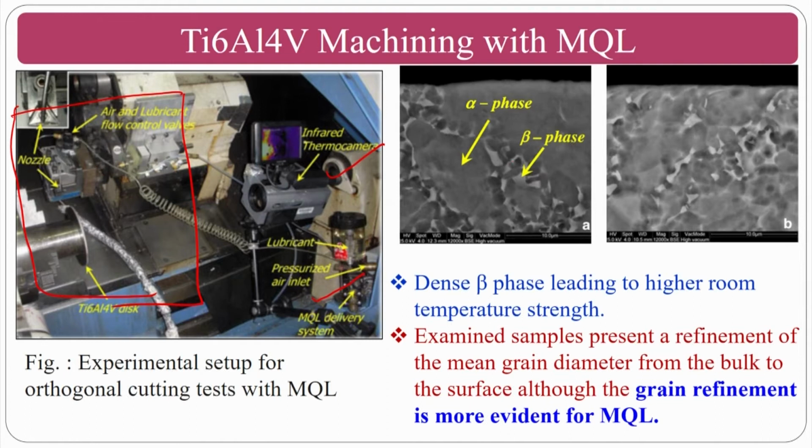But what people experienced or reported in this is grain refinement, which is more evident in MQL compared to normal dry and normal cutting fluid application. In that application you can find the grain refinement in a better way whenever you are using minimum quantity cutting fluid. You can also reduce the tool wear and get a good surface finish whenever you use minimum quantity lubrication.